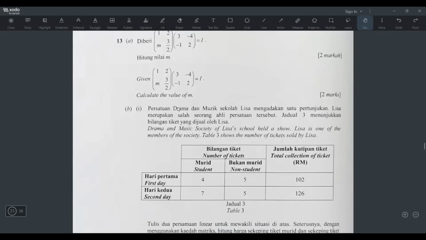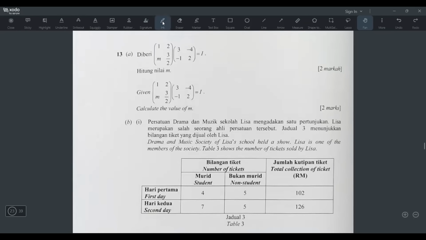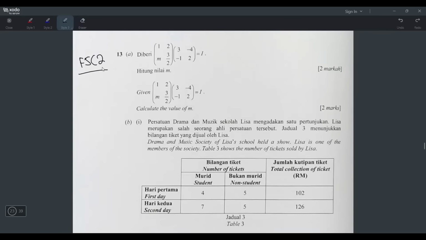Okay, number 13. What chapter is this? You see the brackets, you know already it's matrix, so from Form 5, chapter 2. Given that this matrix times this matrix will give you I, calculate the value of M. What is I? I is called the identity matrix, and I is 1001. What is 1001? It is 1 in matrix. In the world of matrices, we write 1 like this: 1001. That's how we write the 1.